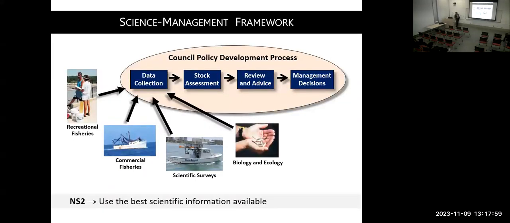And this is a science-manager framework that we use, what we call in the US the council process. And for councils, we have a national standard for fisheries management. National Standard 2 is to use the best scientific information available to inform fisheries management. Those are measures that we have to follow. Now, in order to do that, in the council process, we start from data collection and run assessments, and then we have extensive peer review processes.